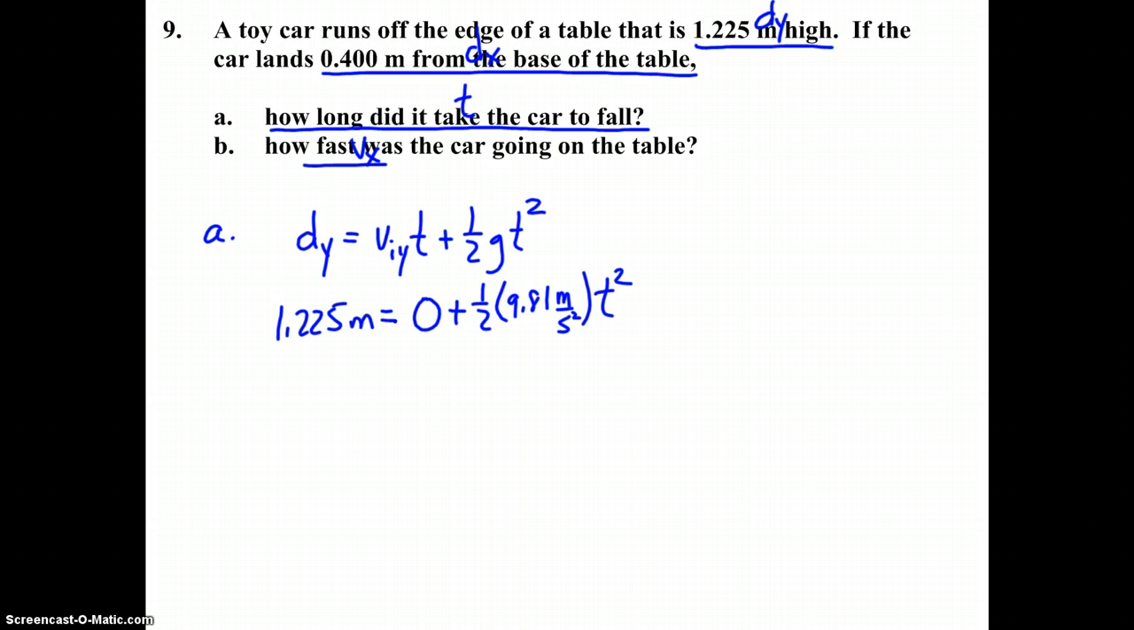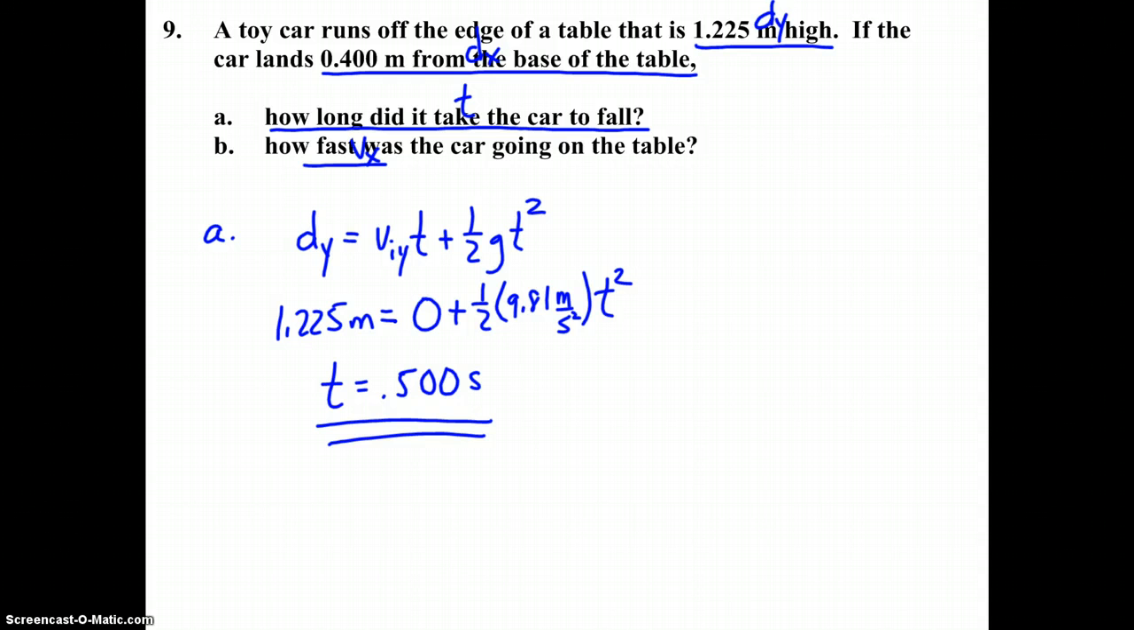Again, we don't have conflicting directions. This vertical drop is down in addition to acceleration due to gravity, so we're all set. Solve for t. Remember, we need to take the square root when we get that far. And to 3 digits, our answer is 0.500 seconds. So there's our answer to A.